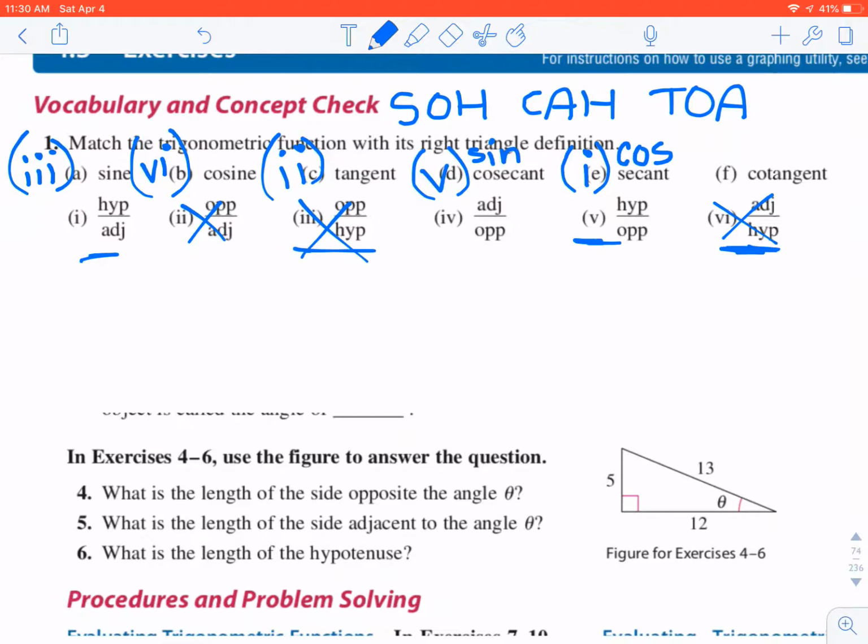And then lastly, cotangent is the reciprocal of tangent. So it's going to be adjacent over opposite, so number 4.